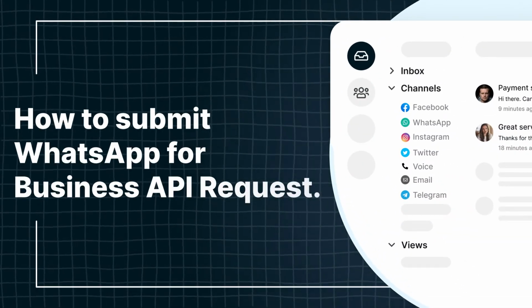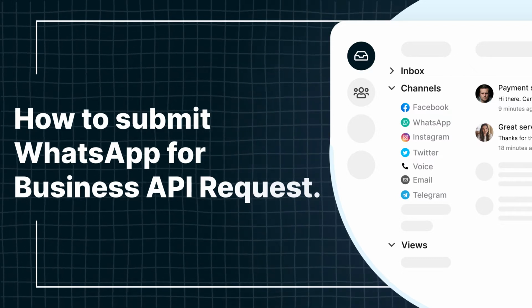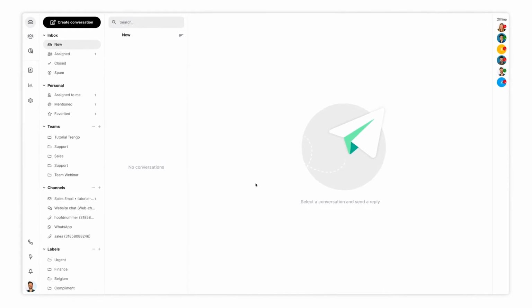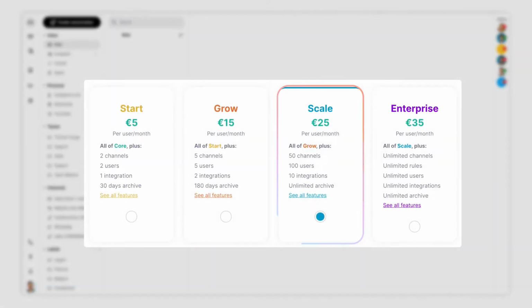In this video, I will explain how to apply for the WhatsApp Business API. Submitting an application for the WhatsApp Business API can be done via your Trango dashboard, and it only takes around 10 minutes to receive the first few WhatsApp messages. Before starting, you have to be sure you're in the skill plan and ready to start the application.